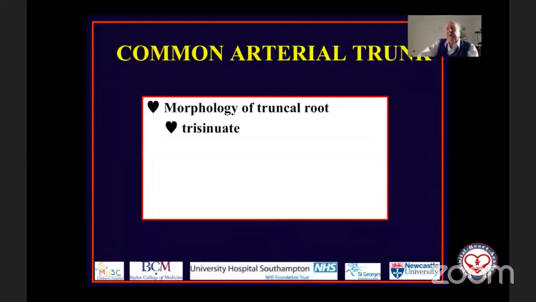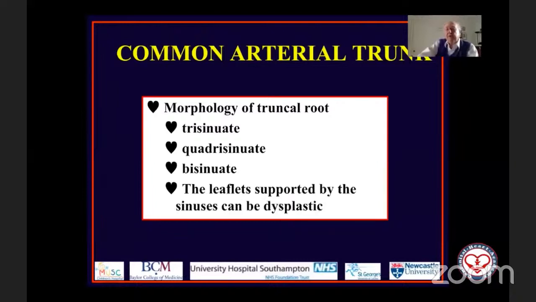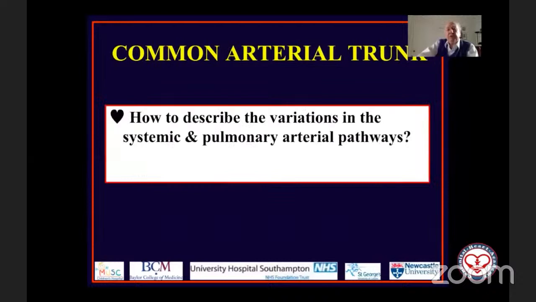But let's move on. The truncal root itself, in most instances, is trisinuate. You've seen examples of that. It can be quadrisinuate. You've seen that. And Diane's initial case had a bisinuate arterial root. So these are the variations for formation of the root and for formation of the valvar leaflets. Remember that those leaflets can be dysplastic, and you've seen that in several of the hearts that have been demonstrated already to you today. So let's come back to those intrapericardial arterial pathways.